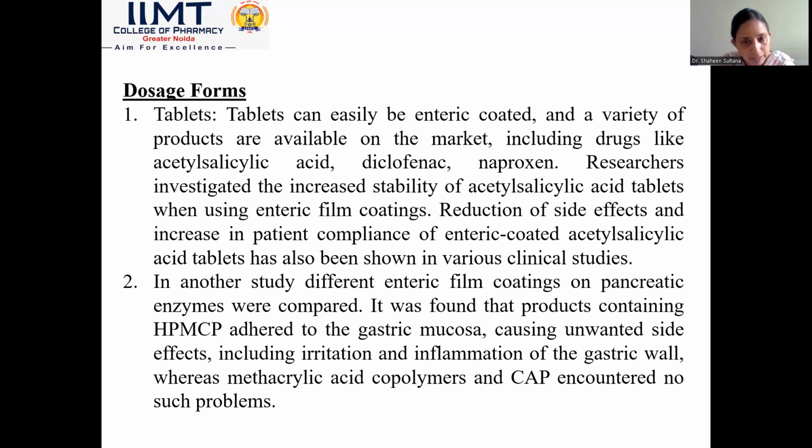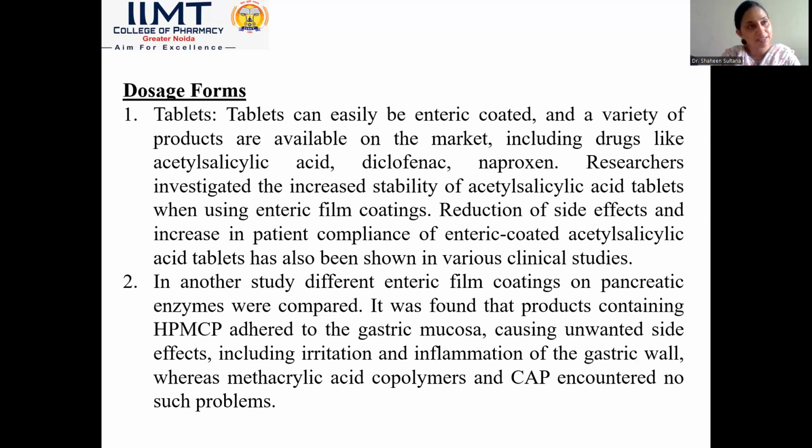In another study, it was found that a product that contains hydroxypropyl methyl cellulose phthalate will adhere to the gastric mucosa. When it adheres to the gastric mucosa, it causes irritation and inflammation of the stomach.